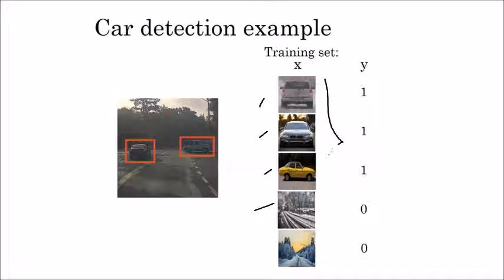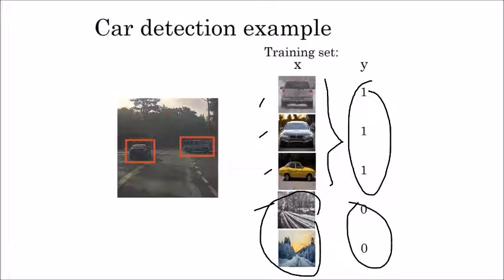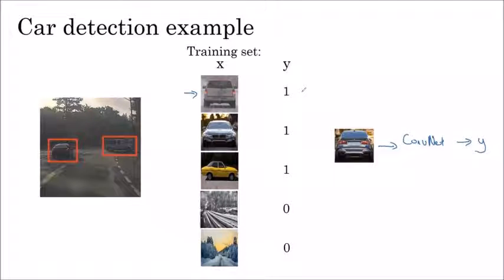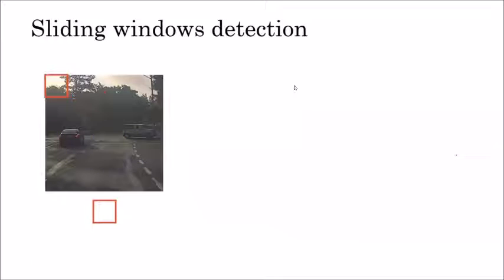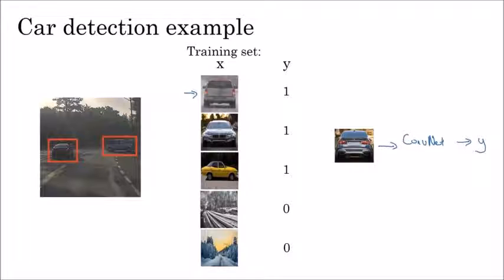For the first 3 images, we have labeled Y equal to 1, and for the remaining 2 images, we have labeled Y equal to 0 because in these 2 images, we don't observe the car. Now, this training set we want to give to the convolutional neural network and train it. After training with many images, the convolutional neural network is ready.